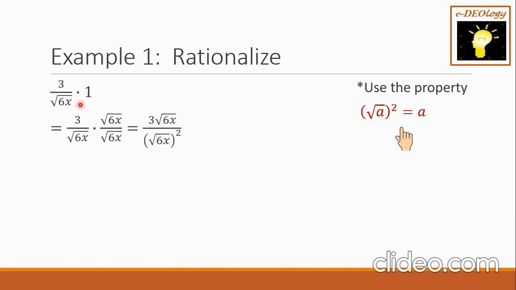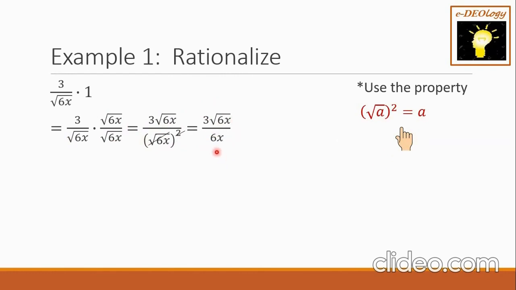Then let us proceed. We're going to multiply this 3 by this square root of 6x. We'll just combine them here. And multiplying this square root of 6x by itself, we will get this value, the square of this quantity, square root of 6x. And then on the next step, we can now use the idea of this property. We can now cancel that square root and the power 2. So this is now 6x in the denominator. In the numerator, we'll just copy that same value, 3 square root of 6x.